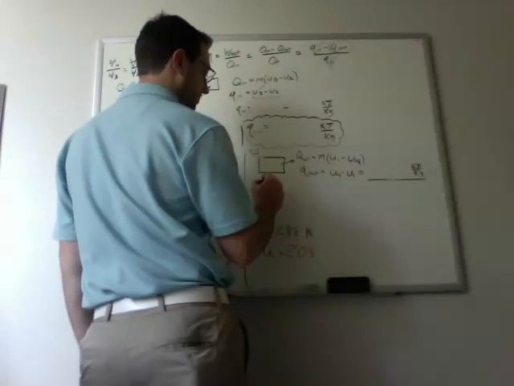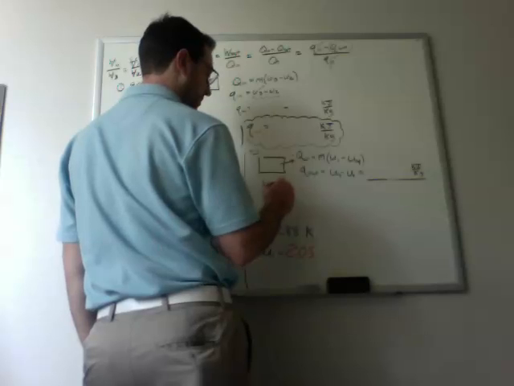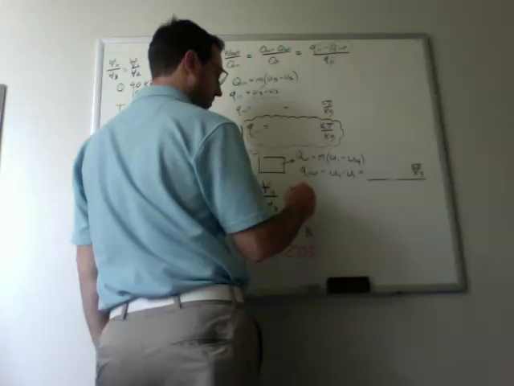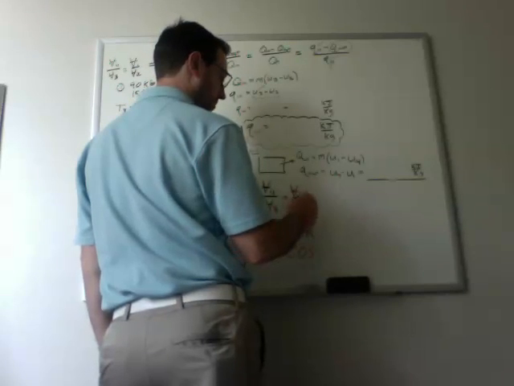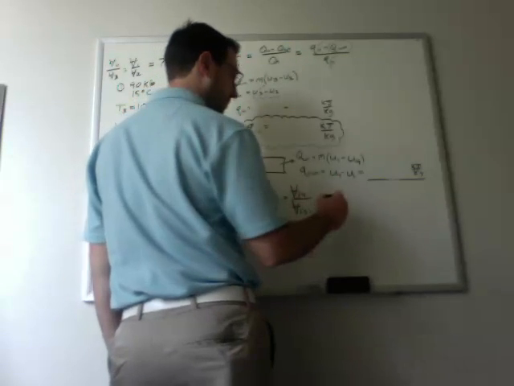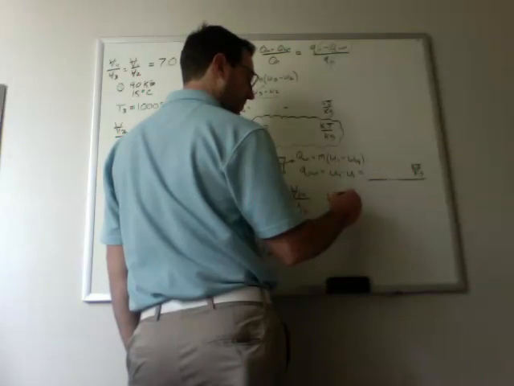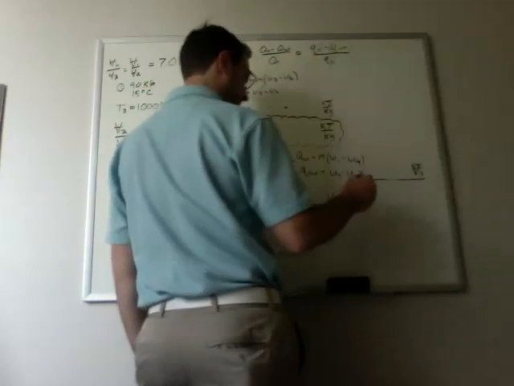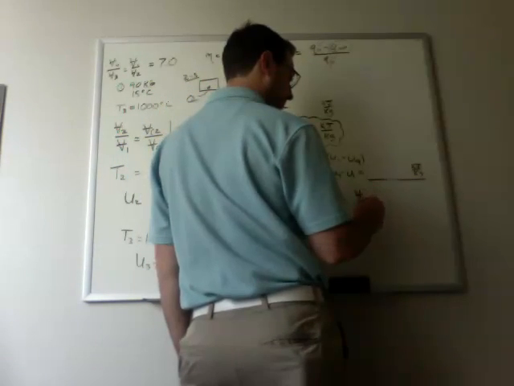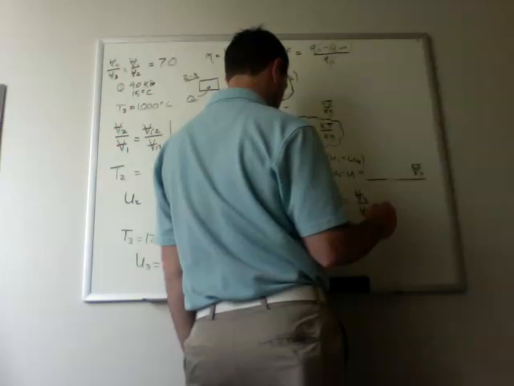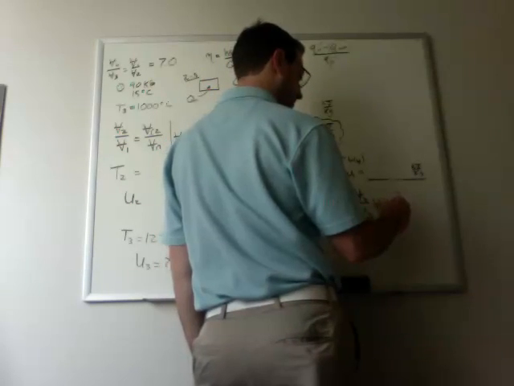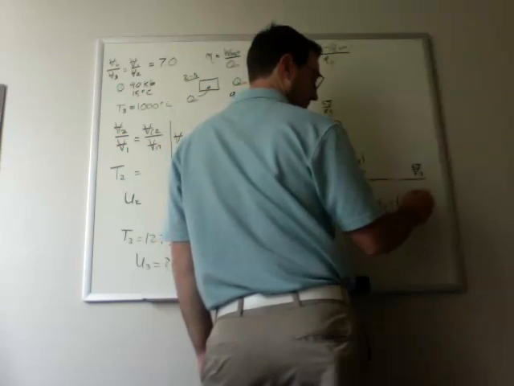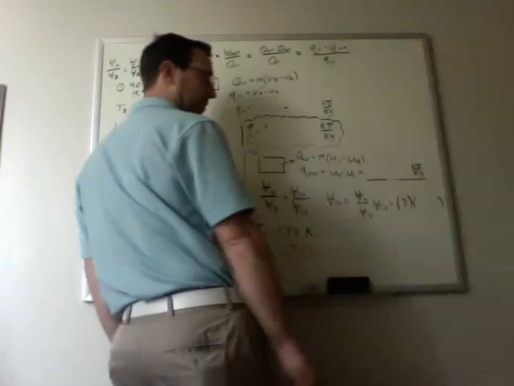So VR4. V4 over V3 is VR4 over VR3. We're interested in VR4. That's what's going to tell us T4. That's the temperature we need. So VR4 is V4 over V3 times VR3. All right, V4 over V3 is 7. Now we'll go look up a number for VR3.